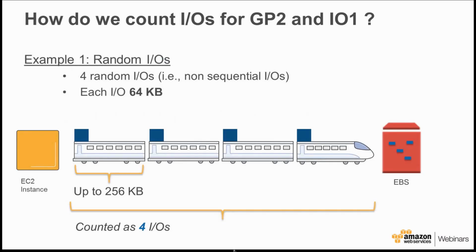Now I'll start with an example. Example one: how do we count I/Os for GP2 and IO1? Let's say you have an application sending 4 random I/Os to your disk, all spread out across your volume, and let's say each I/O is 64 kilobytes in size. The max I/O size that we count for GP2 and IO1 is 256 kilobytes. Since you're sending 4 random 64 kilobyte I/Os, we're going to picture them as 4 box cars going to your volume, and we count those as 4 I/Os.